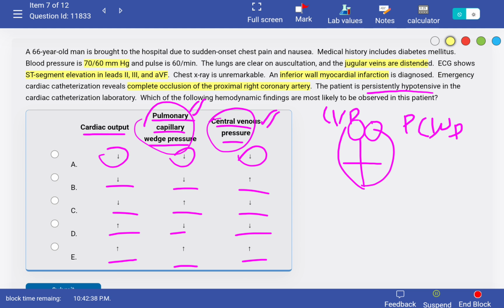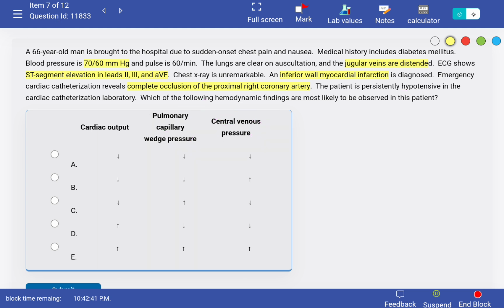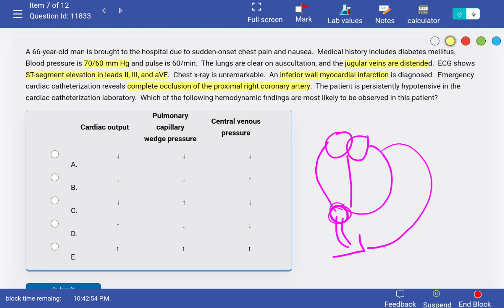So the correct answer for this question is, let me draw this for you, let me clear this for you, right? So this is the case of right heart failure, right? So the fluid cannot move from the lungs toward the left atrium, right? So the pressure in the left atrium would be decreased, so the pulmonary capillary wedge pressure would be decreased, right? One thing is decreased. With that, this is the case of heart failure, so the cardiac output will also be decreased, right?